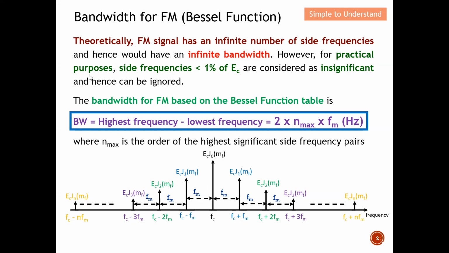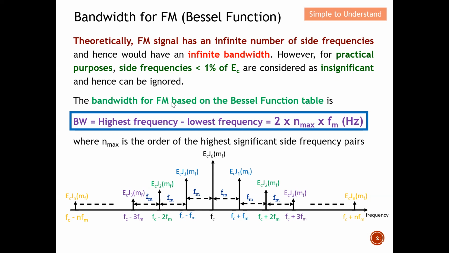However, for practical purposes, side frequencies that are less than 1% of the amplitude of the carrier signal are considered insignificant and hence can be ignored. For example, over here, let's say from the fourth coefficient onward, the fourth coefficient is less than 1% of the amplitude of the carrier signal. Basically, all these will be dropped, which means that I only consider up to 3. The fourth one, which is less than 1% of the amplitude of the carrier signal, will be dropped. So this is what it means here.